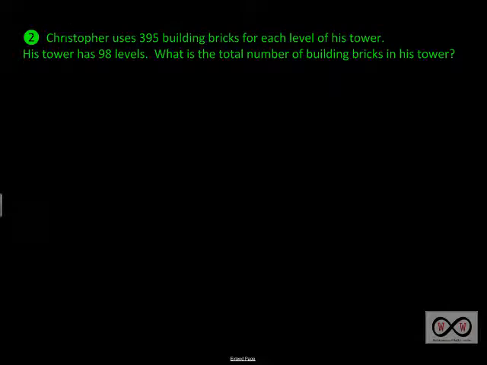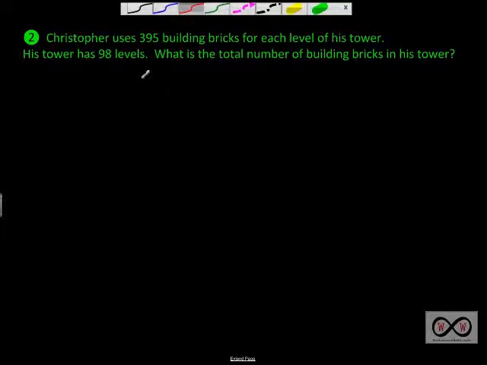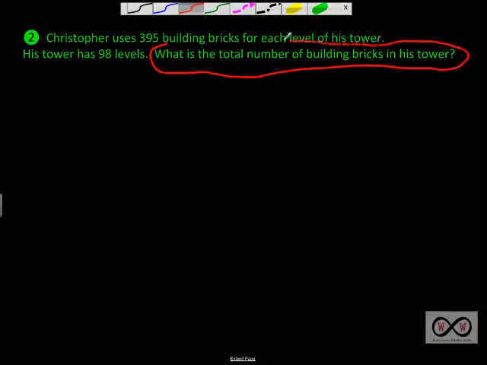Here's question number 2. Christopher uses 395 building bricks for each level of his tower. His tower has 98 levels. What is the total number of building bricks in his tower? So let's figure out what our math job is. All right, so we've got what is the total number of building bricks in his tower.